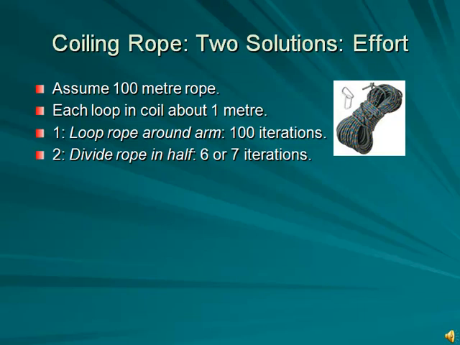And here's the key concept. With coiling a rope or organizing a rope, you've got the same goal, but there are different algorithms and different efficiencies. One algorithm is linear, where you coil it around your arm. The other algorithm is logarithmic, where you continue to divide the rope in half again and again and again. And as the rope lengthens, you find that there becomes a radical difference in the effort needed to organize the rope.